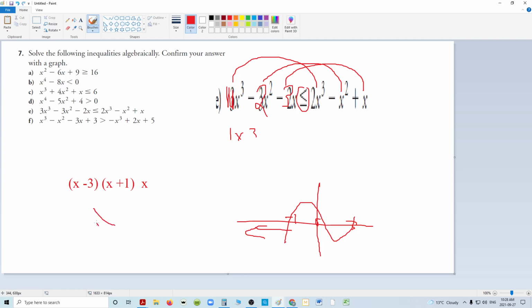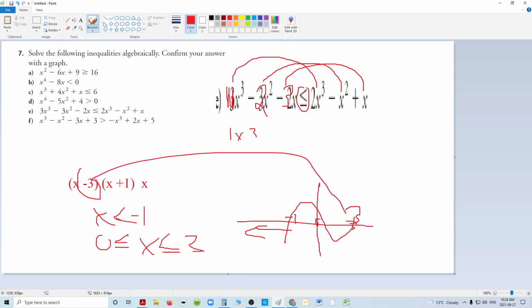So that means it's below 0 when x is smaller or equal to minus 1, because they have an equal sign here. So smaller or equal to minus 1. And when x is between or equal to 0 and 3, which is the far right factor over here, 3. There you go. That's when this graph is below 0. And you had to move it.